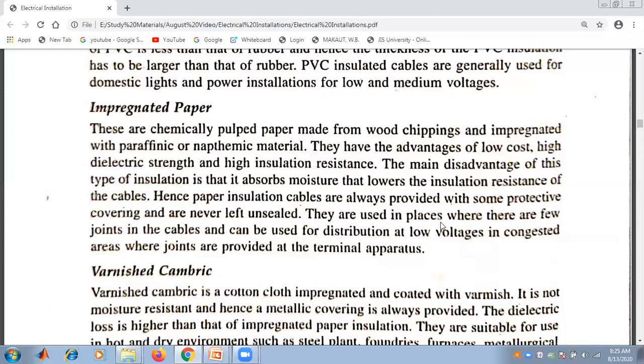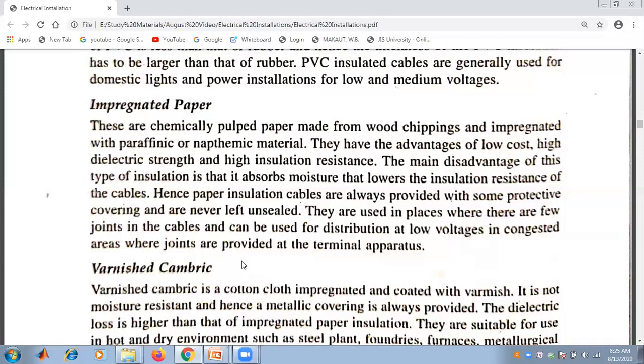They are used in places where there are few joints in the cables and can be used for distribution at low voltage, meaning low voltage congested areas, but the joints are provided at the terminal apparatus.